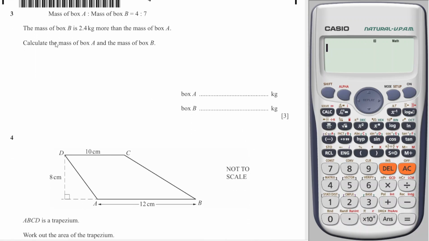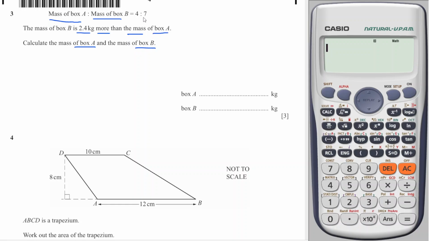Now we need to know about these things. It is a ratio question. Mass of box A is to mass of box B is equal to 4 is to 7. The mass of box B is 2.4 kg more than the mass of box A. Calculate the mass of box A and box B. So we need to identify the mass of box A and also the mass of box B. So it is 4 is to 7, and here they mentioned 2.4 kg more than the mass of box A.